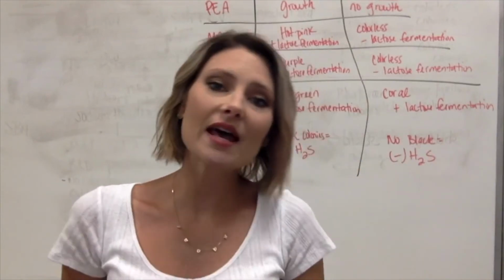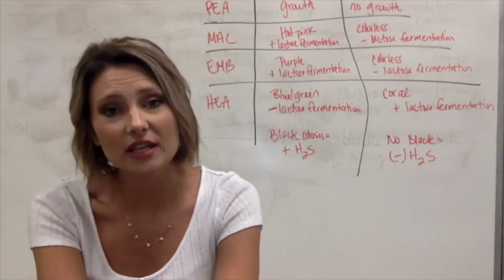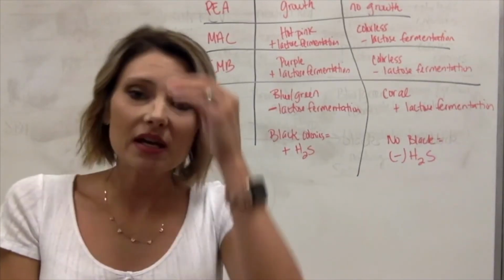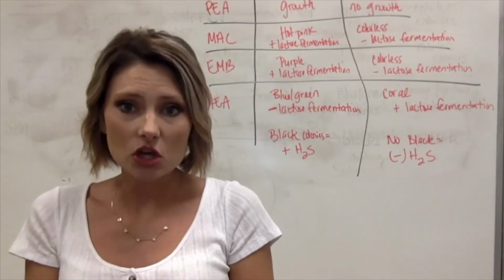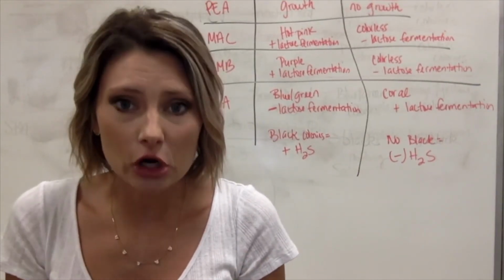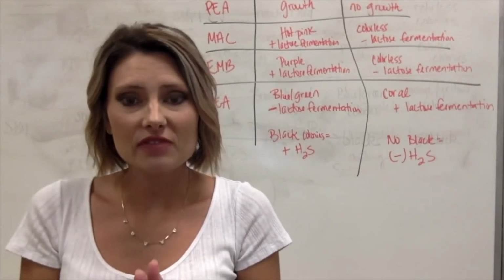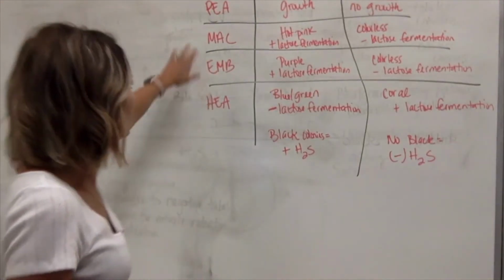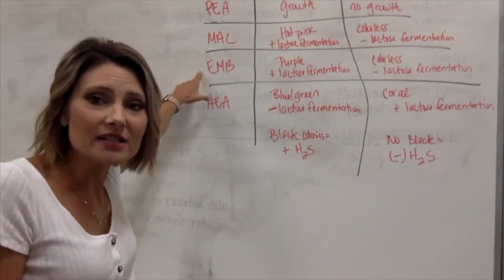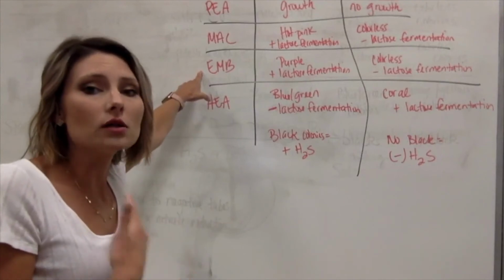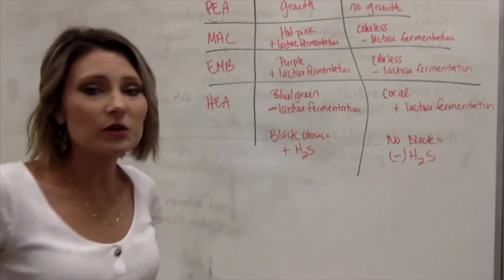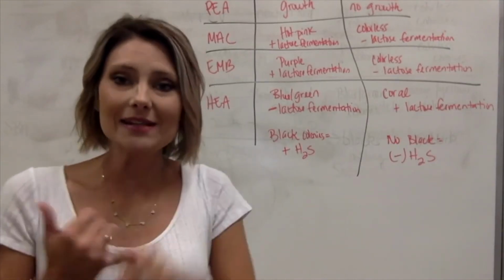Now, the last set of media that we are going to look at is the HEA. And remember, this one's a little bit more complicated because even though the substrate is lactose, we are looking for non-lactose fermenters. If you remember from the last video, I told you these other two, MacConkey and EMB, we were looking for gram-negative lactose fermenters. That's the kind of bacteria, the pathogens that we were trying to identify on those plates. For HEA, we're trying to identify non-lactose fermenters like Salmonella and Shigella.